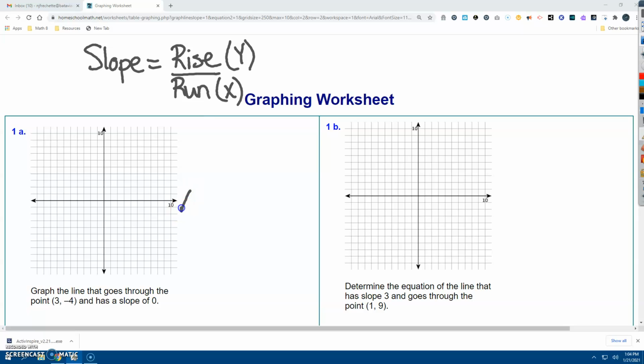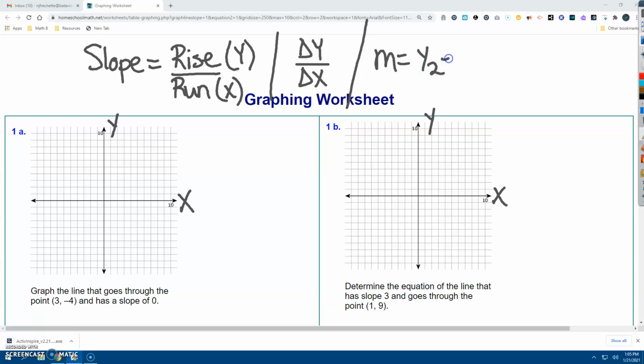So I'll label these axes down here. You have x and y, so you know exactly what I'm talking about. Slope is also delta y, or the change in y, over delta x, or the change in x. And then eventually, when you get to it next week, you'll use this formula: y2 minus y1 over x2 minus x1. But that's going to be next week. So that's just some review, stuff we talked about in class.